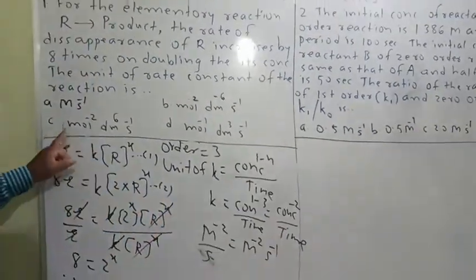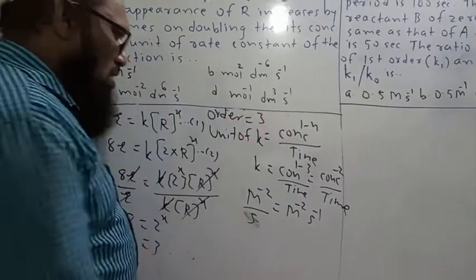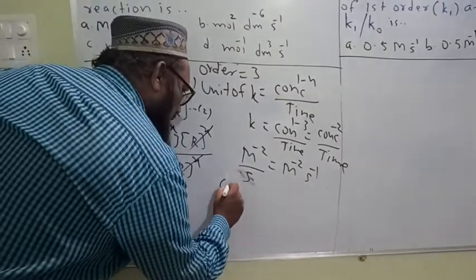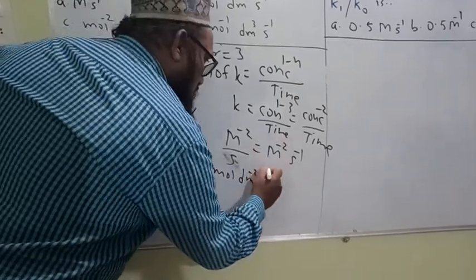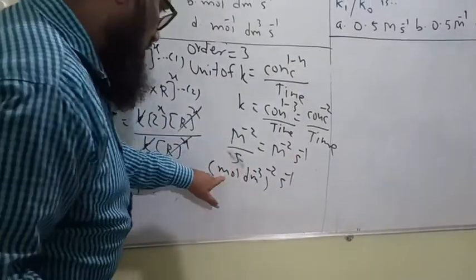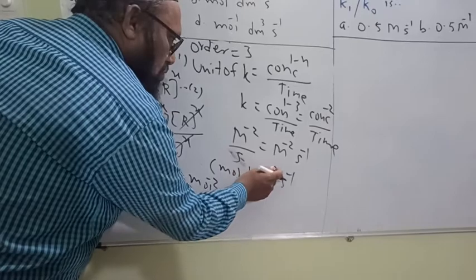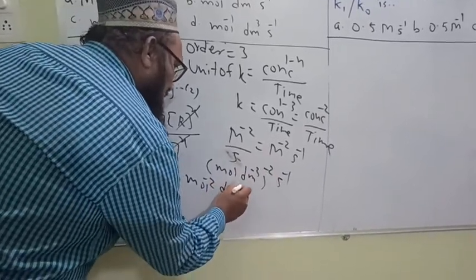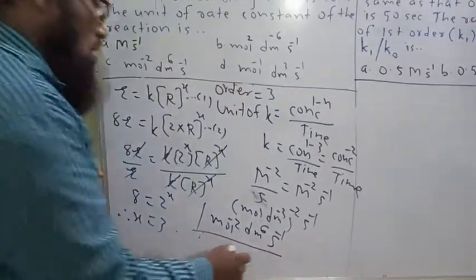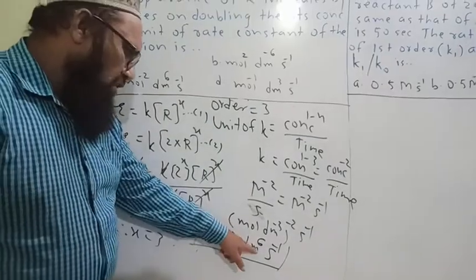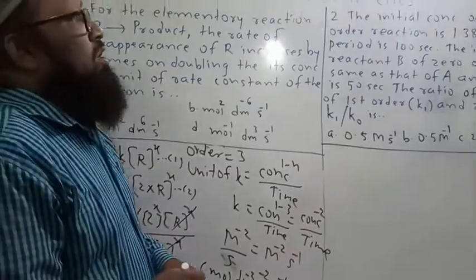Is this unit given in the options? No. Then let us proceed further in terms of mole per decimeter cube. Molarity is expressed in mole per decimeter cube, raised to minus 2, per second. Then mole raised to minus 2, decimeter raised to minus 3 into minus 2 becomes plus 6, decimeter raised to 6 per second. This is the unit of the rate constant of a third order reaction: mole raised to minus 2, decimeter raised to 6, second raised to minus 1. Option is C.